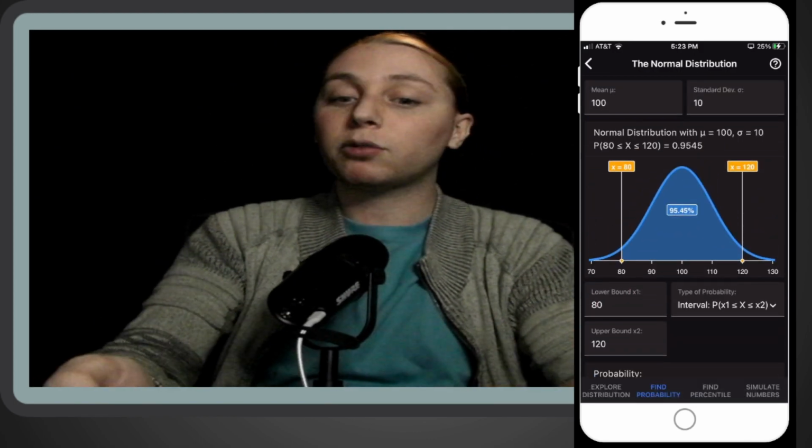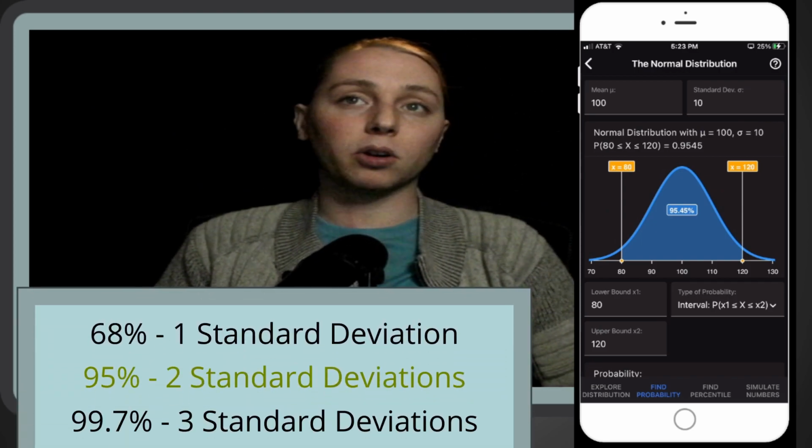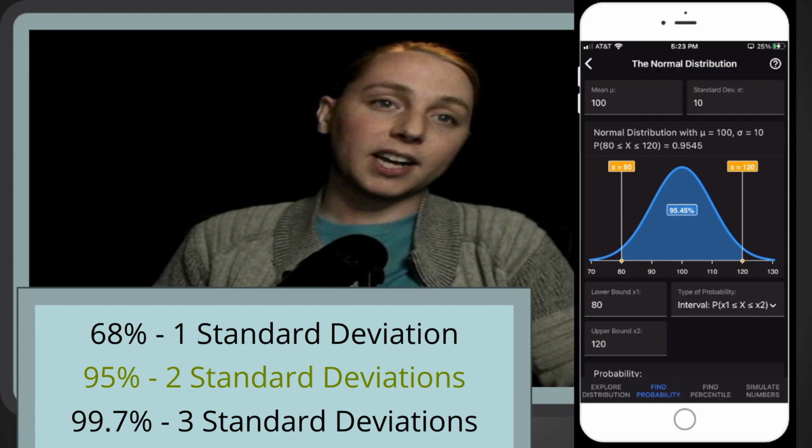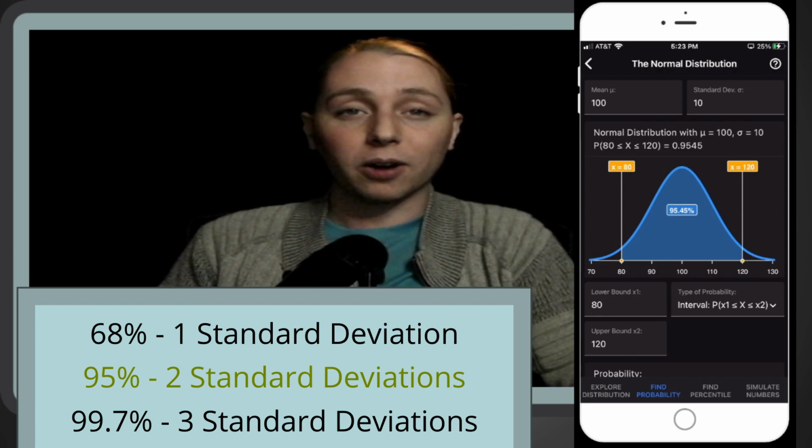So let's go back to how it initially had it set. We'll have 80 be the lower bound and 120 be the upper bound. After we've done that, we see we have about 95% again, which really lines up with the empirical rule. So the find probability section is already confirming some things we should know.